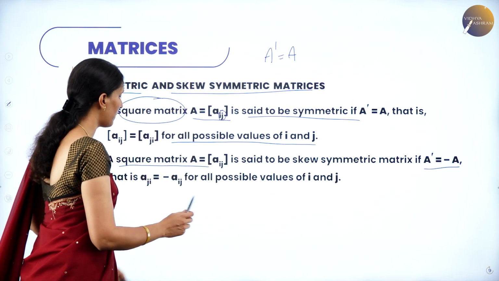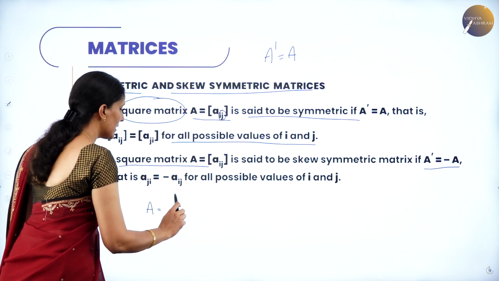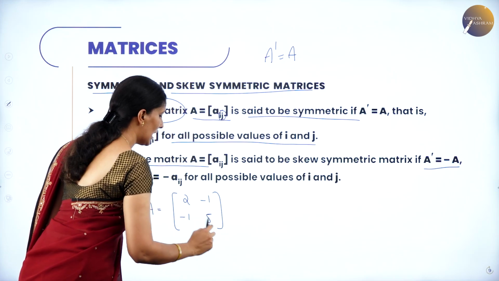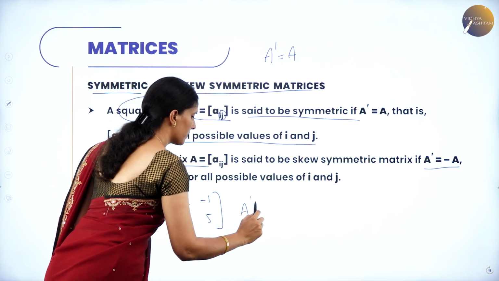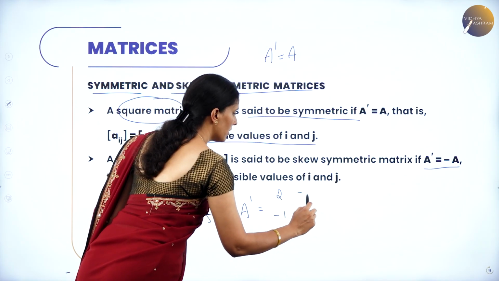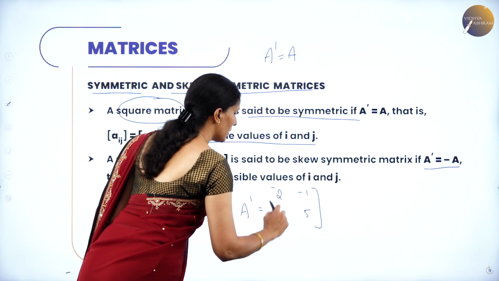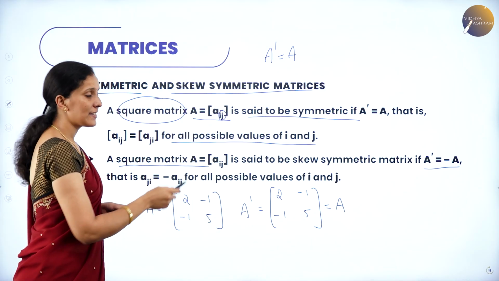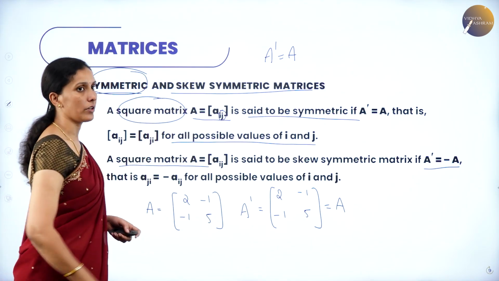Let me take an example. If I take A equal to 2, minus 1, 5, and transpose this matrix, it is again 2, minus 1, 5. So this is the same as A. A dash is A. Therefore, this is an example of a symmetric matrix.